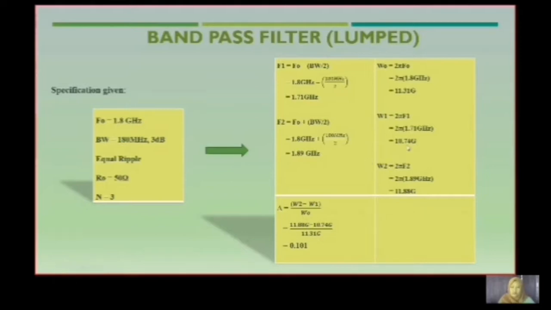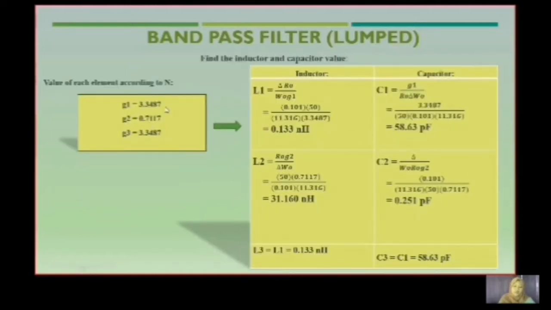Then, after we got the omega values, we need to find the fractional bandwidth. We will use omega 2 minus omega 1 and divide by omega naught, and then we got 0.101. Then these are the values of each element according to the filter order, which is n equal to 3.